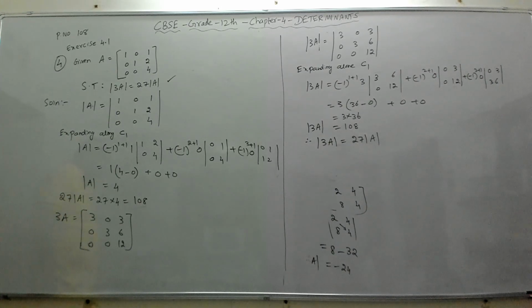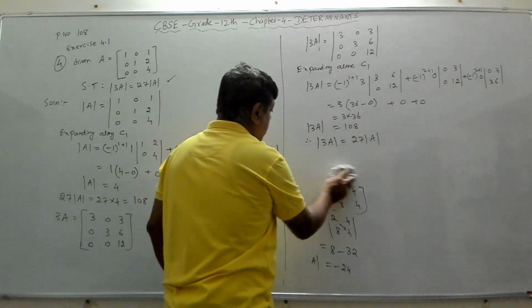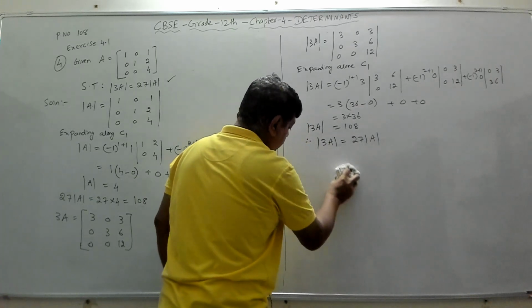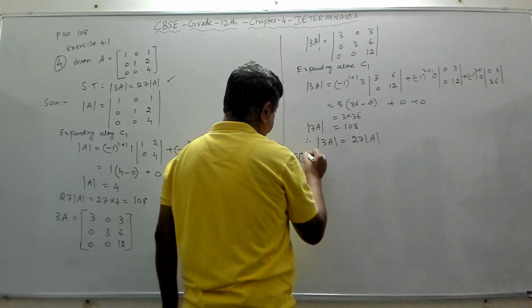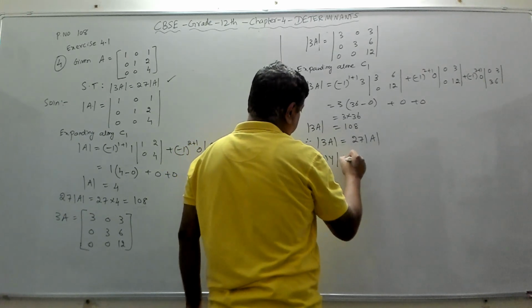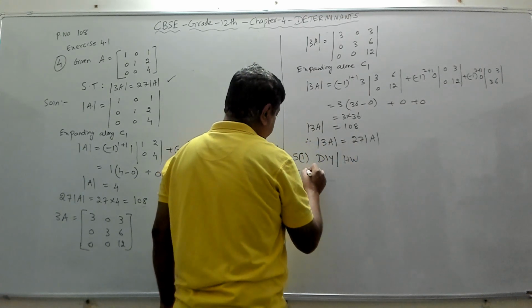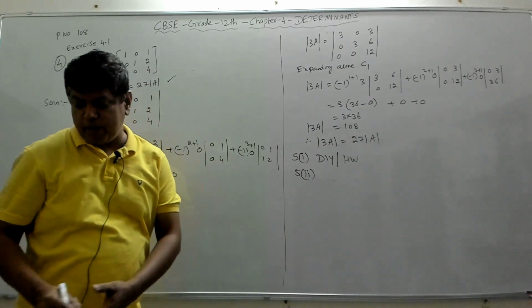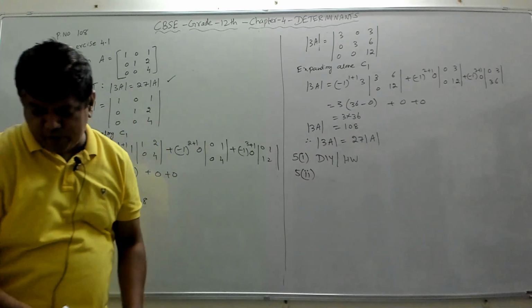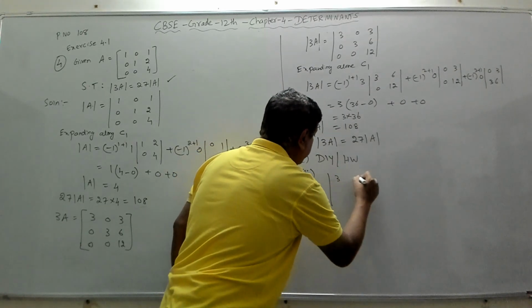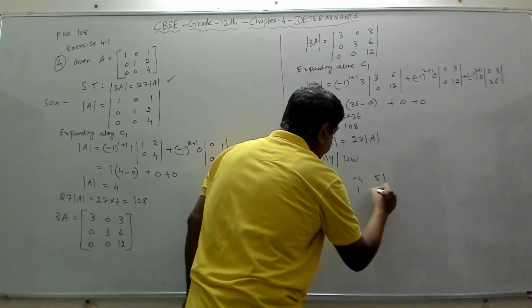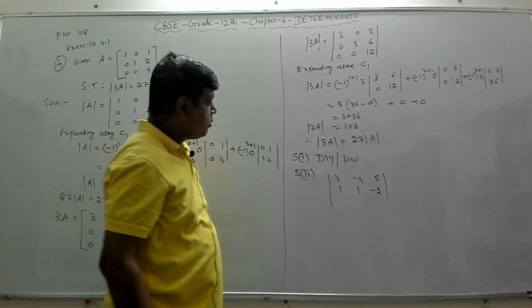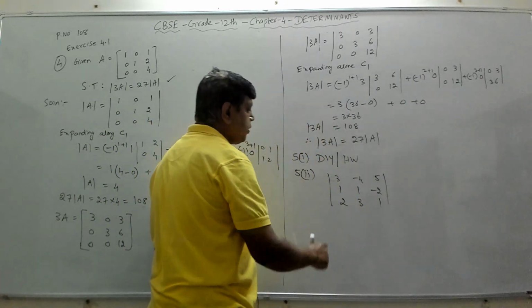Then in the fifth problem, we have to find the determinant of the 3 cross 3 matrices. I will do a few problems, and a few you can do yourself. The fifth one, first part you can try as homework. I will do the fifth one, second part. The matrix is 3, 3, minus 4, 5, then 1, 1, minus 2, then 3, 2, 3, 1. You will find the determinant of this.